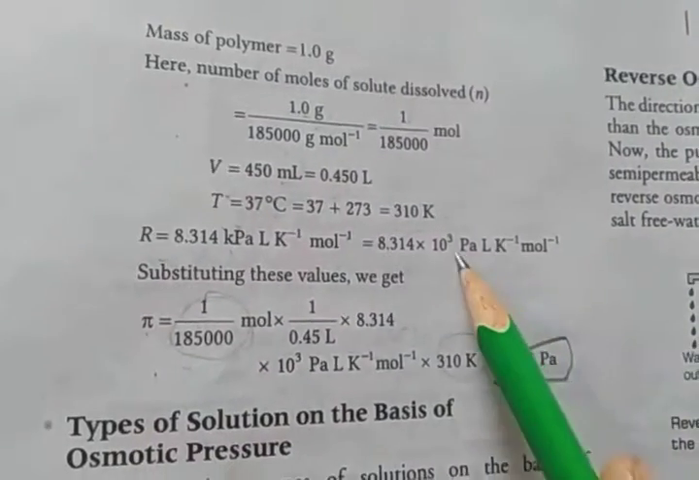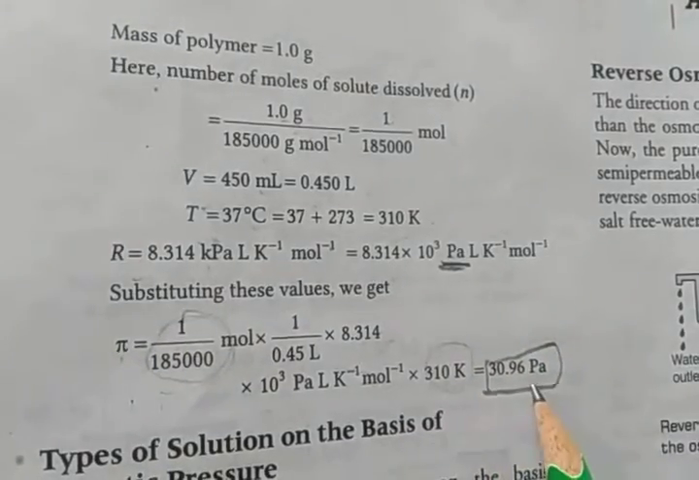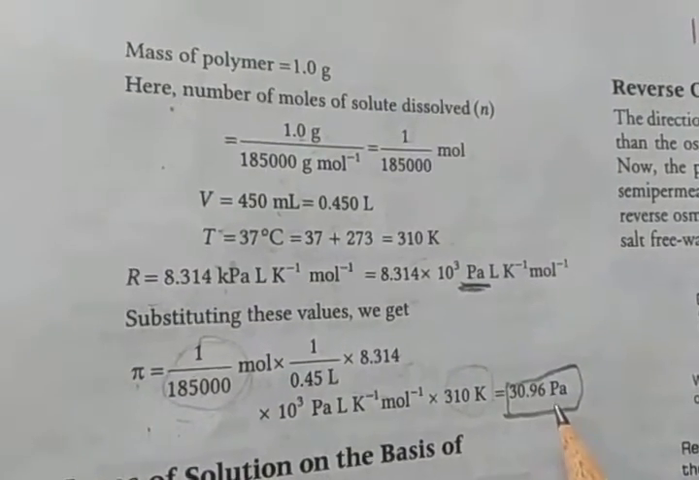We have to write the gas constant value in Pascal because the osmotic pressure we have to find is in Pascal. Clear?